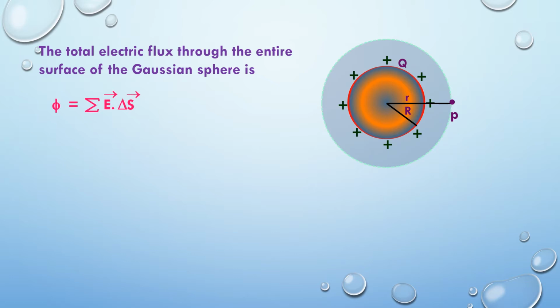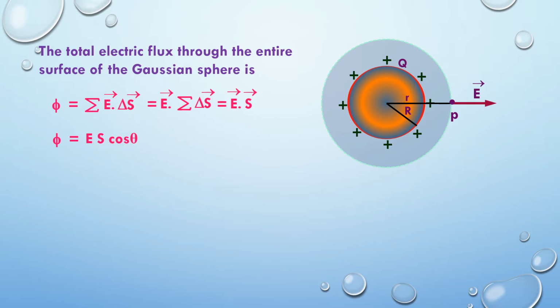We have the total electric flux through the entire surface of the Gaussian sphere given as flux is equal to summation of E into delta S, where E into summation of delta S should give us E into the surface area S. Hence flux is equal to ES cos theta, where we have used vector A dot vector B is equal to AB cos theta, the dot product of two vectors.